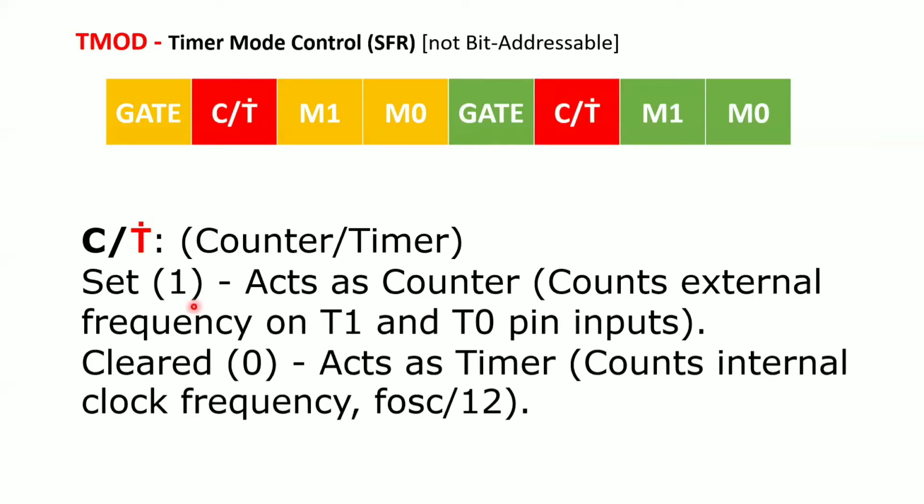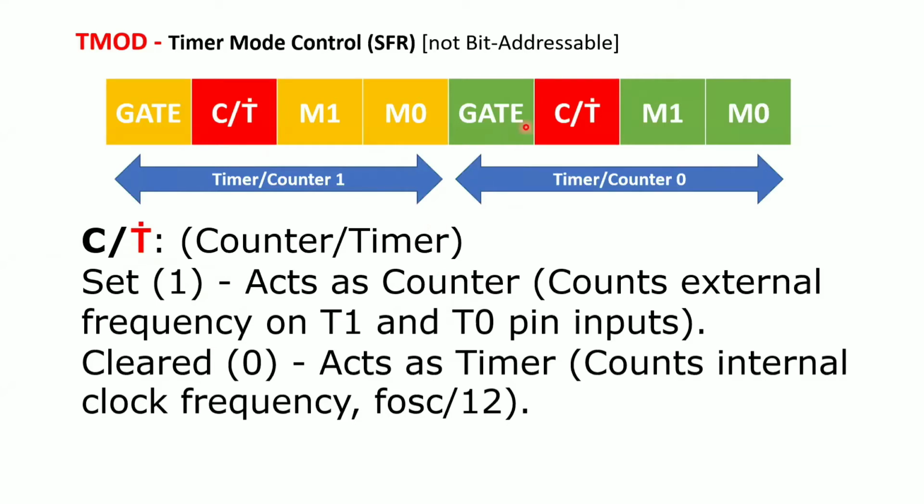You will decide whether you want this device to act as a counter or timer. Now you tell me what value I need to place if I want it to act as a counter. If I take C slash T bar, the bar indicates active low. So if I want to activate the active low, you need to make it 0. Whenever you make it 0, it acts as a timer. Whenever you put C slash T bar equal to 1, it becomes your counter. So if this bit is 1, it is acting as a counter. If it is 0, then it becomes your timer. So there are two different bits, because there are two different timers. Understood?